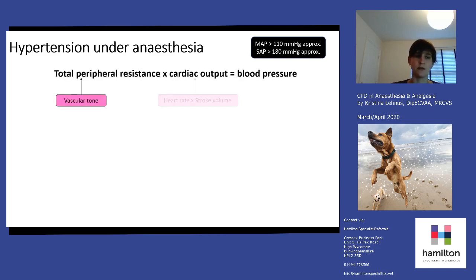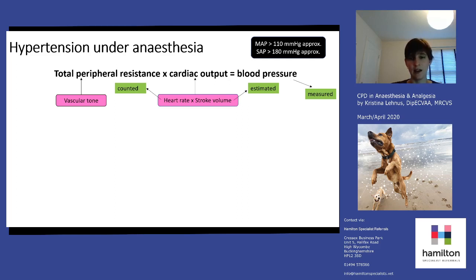So in terms of hypertension, we're going back to physiology again. You've got the total peripheral resistance, which is determined by vascular tone, multiplied by the cardiac output, which is determined by heart rate and stroke volume, which is the amount that the ventricle ejects per beat, and that determines the blood pressure. Now we can count the heart rate, and we can estimate the stroke volume only, and then we can measure the blood pressure. But of course, because we're only ever estimating the stroke volume, we can never really be sure what the cardiac output really is. But then again, how important is that on a day-to-day basis in general practice?